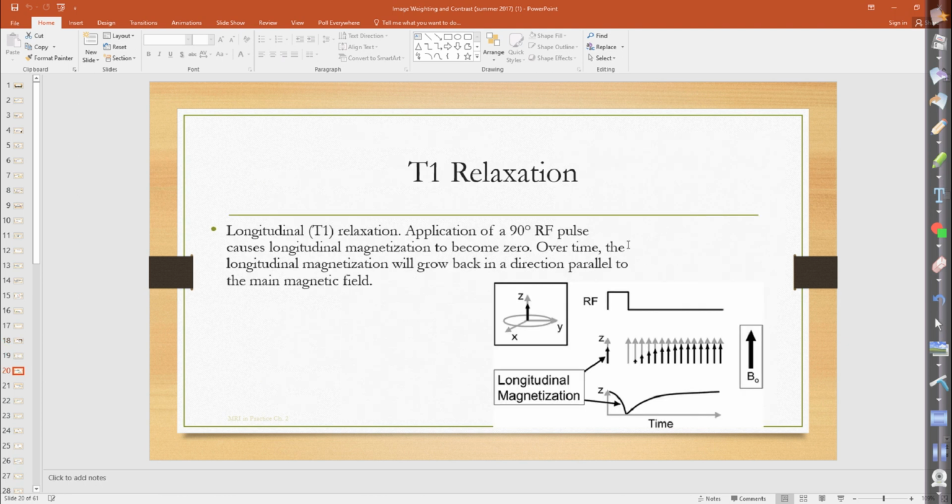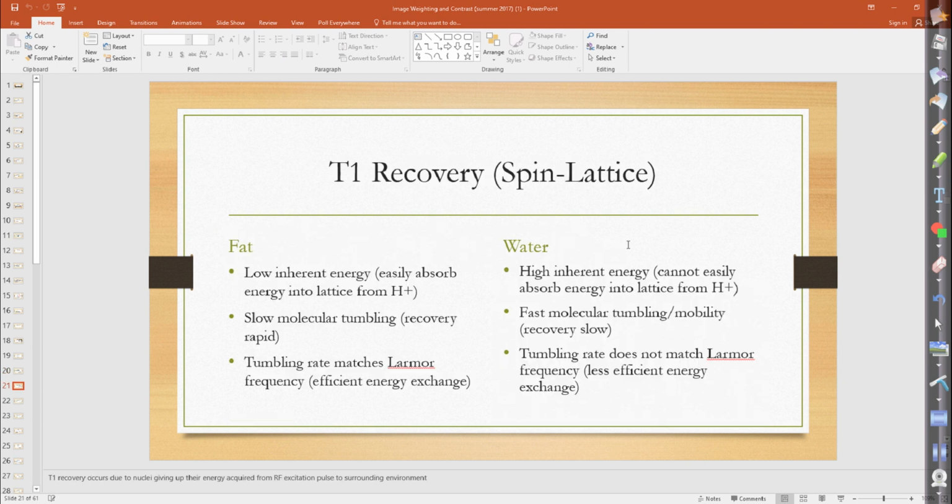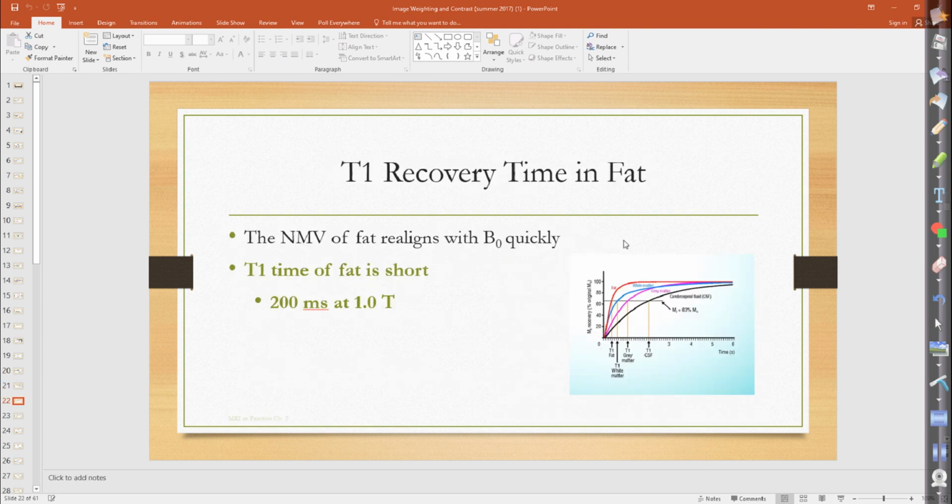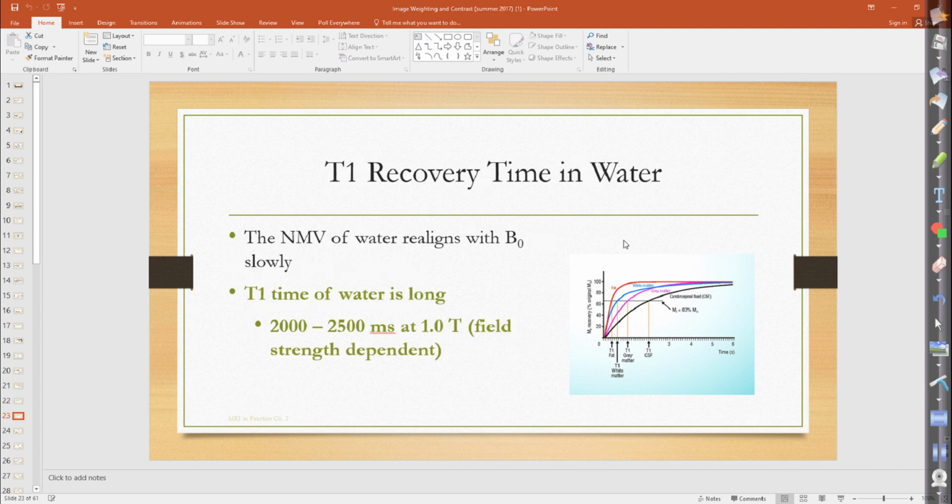Okay, so we defined T1. We had several other diagrams to show it. We talked about the T1 times for fat and water.